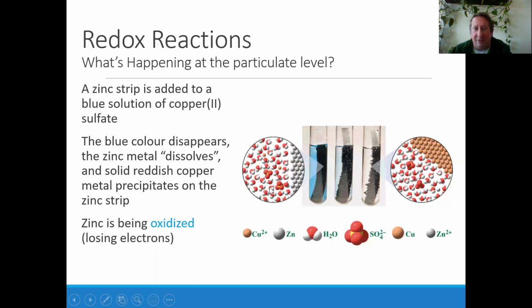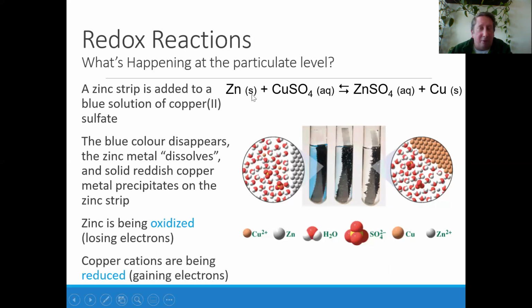All right, so in this common reaction, the overall reaction can be written in a molecular format like this. Zinc reacts with copper 2 sulfate and forms zinc sulfate and copper metal. And a grade 11 student would look at that and say, that looks like a single replacement reaction. During the reaction, the zinc metal appears to dissolve. Where we had solid zinc originally, at the end we have zinc sulfate, which is really zinc 2 plus cations and sulfate anions floating around in the water.